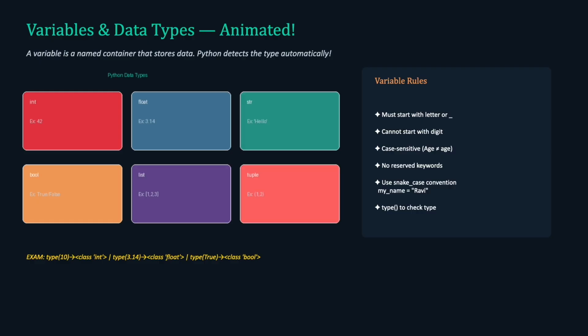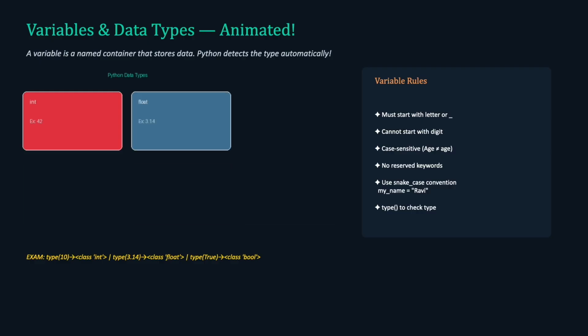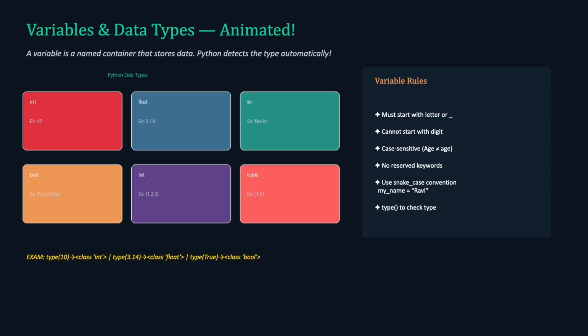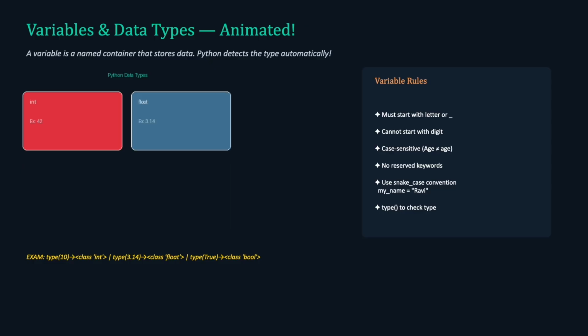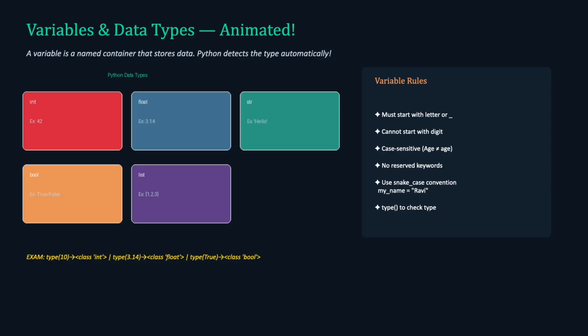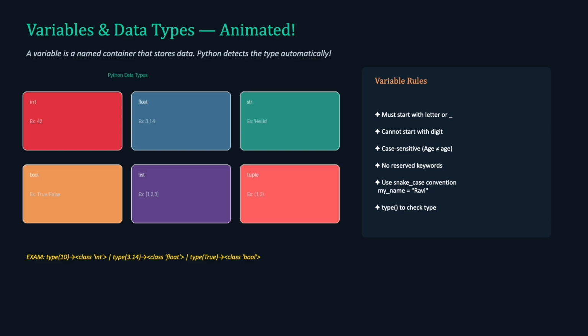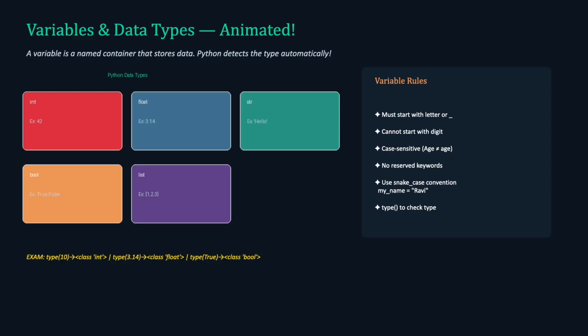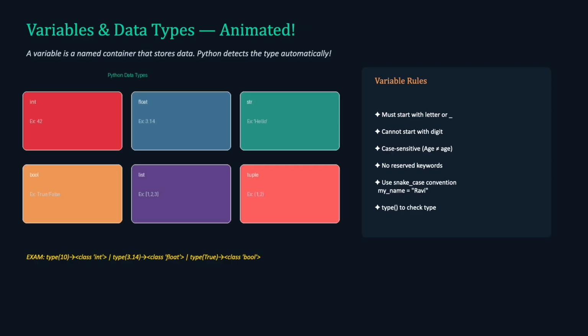Watch the data types appear. A variable is like a named box that stores data. In Python, you just assign and it deduces the type. Int stores whole numbers like 42. Float stores decimals like 3.14. Str stores text in quotes. Bool stores True or False.